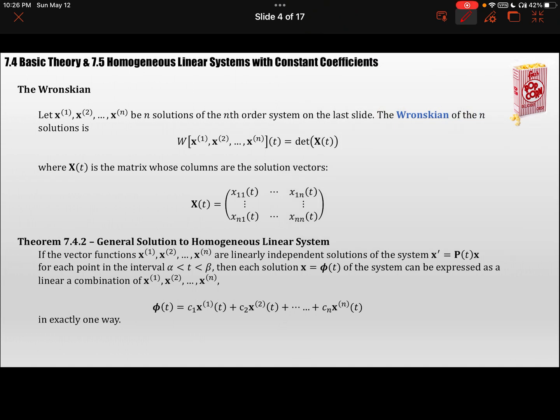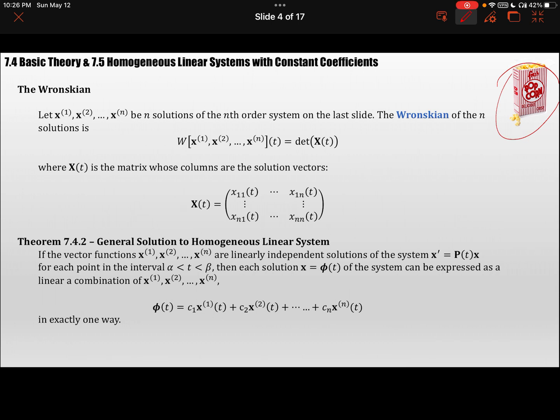Theorem 7.4.2, again, copied and pasted from your book. Did you notice, by the way, you don't need to take notes on these slides. These are just popcorn slides, right? Just let this wash over you. These all appear exactly the same way as they appear in the book. So I just want to highlight them, give my 2 cents on them, and really just get to 7.5 here, right?